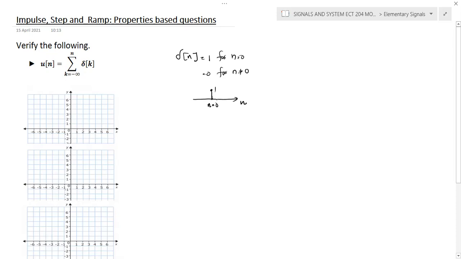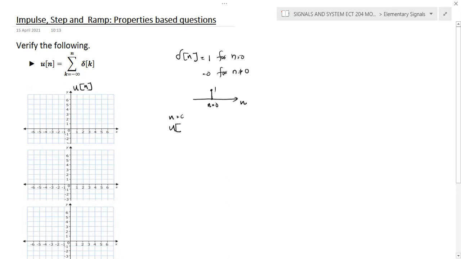That is del of n. Okay. Now, here it is given u of n. That is a step signal we need to plot, and which is given by summation k is equal to minus infinity to n del of k. So we can try how we can find out the u of n. For example, we need to draw the signal u of n, and first n is equal to 0.